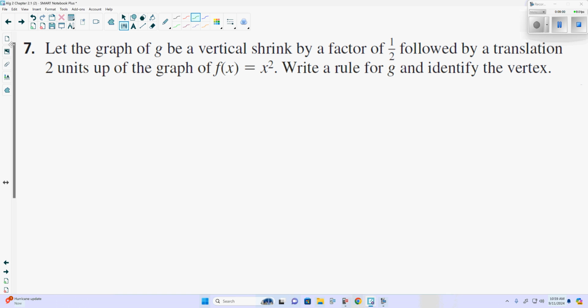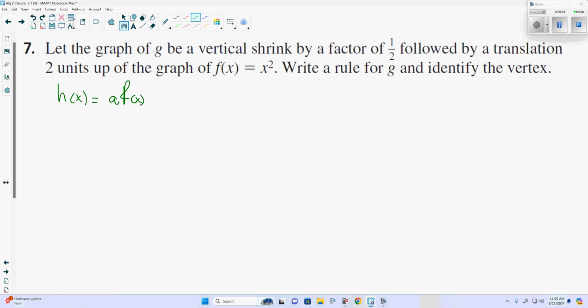Let the graph G be a vertical shrink by a factor of 1/2, followed by translation 2 units up of the graph f of x equals x squared. Identify, write a rule for G and identify the vertex. So this time we have, now the first one's a vertical shrink.